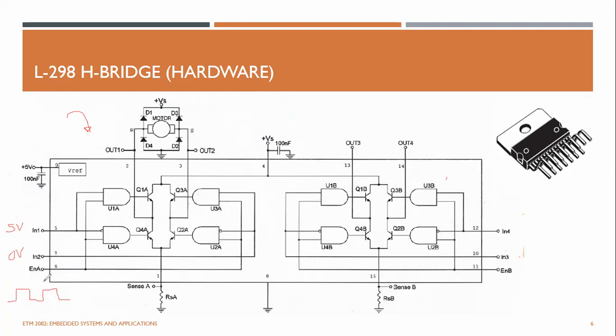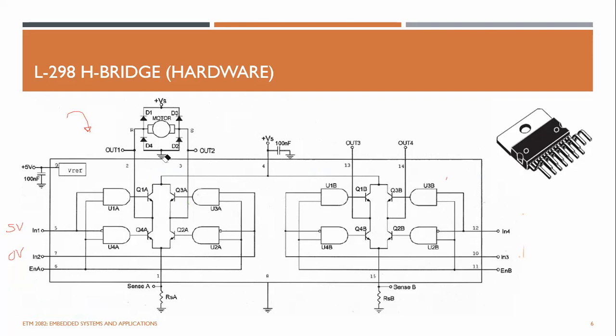If you provide a 50% duty ratio on the enable, the motor speed will be half. If you provide 0 duty ratio, the motor is fully turned off because enable is always 0. If you provide 100% duty ratio, the motor will be always turned on. So that's how you change the speed of the motor with this direction.